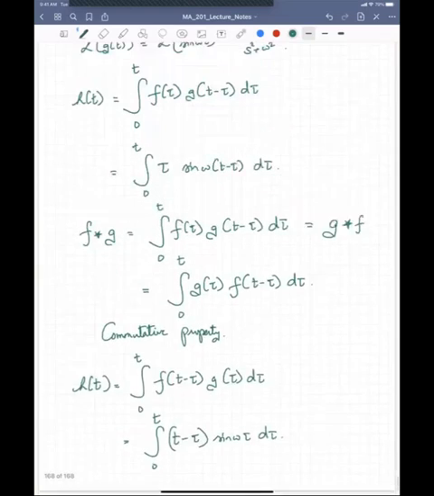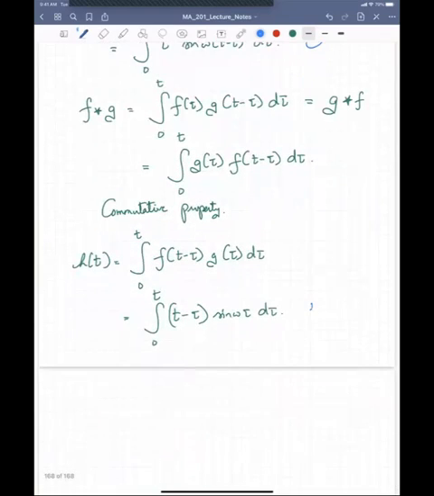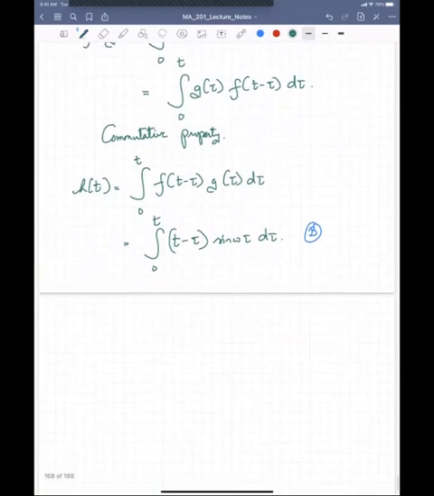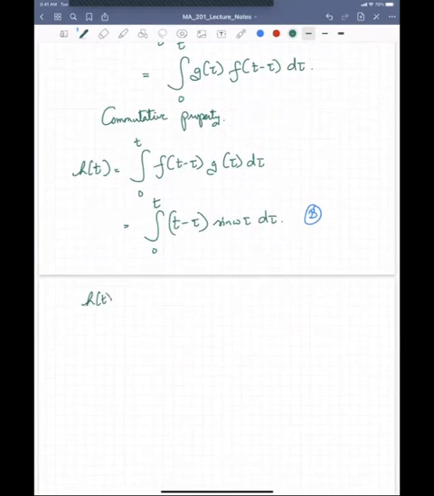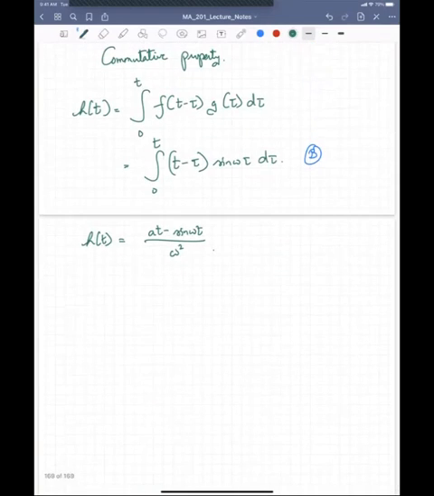Okay, so I invite you to let's call this a and let's call this b. Evaluate both these integrals and show that they are indeed the same. You should find something like omega t minus sine omega t divided by omega squared. That is the answer, so you can go ahead and check this. So the commutativity is an interesting property.